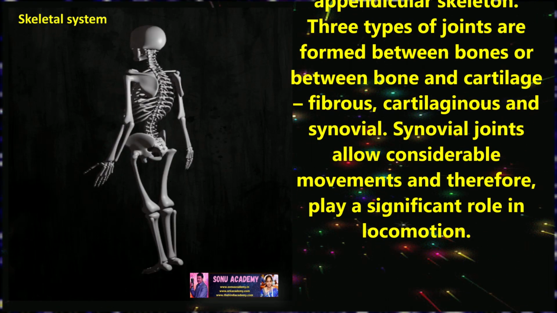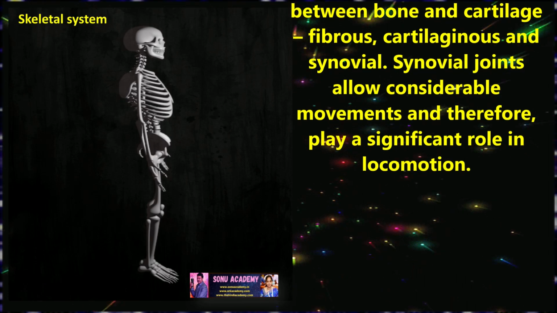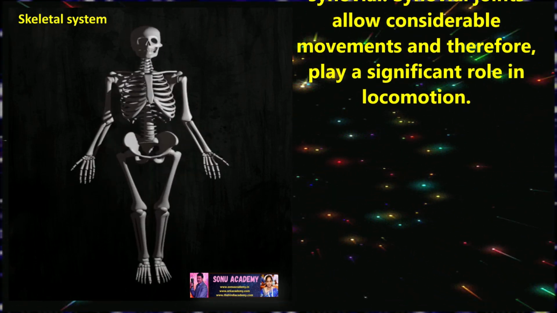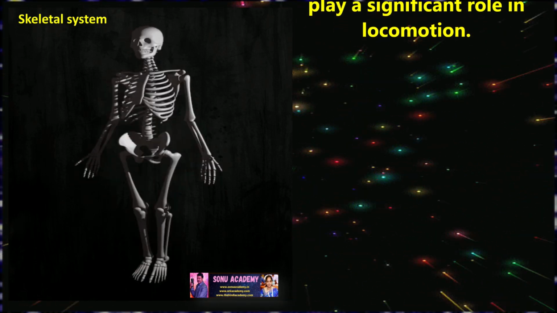Three types of joints are formed between the bones or between bones and cartilage: fibrous, cartilaginous, and synovial. Synovial joints allow considerable movement and therefore play a significant role in locomotion.